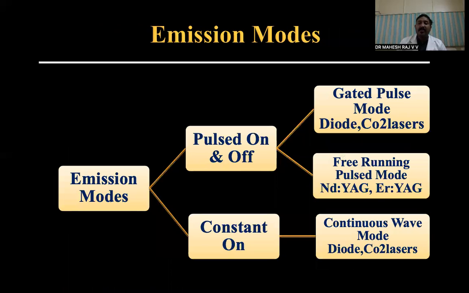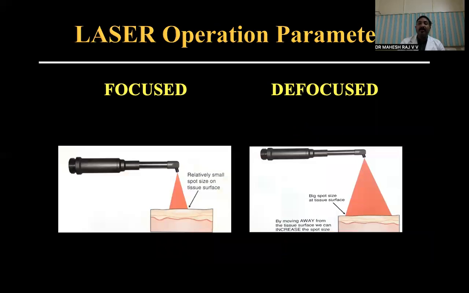Emission modes: two types, pulsed on and off modes and constant mode. In pulsed mode, there is gated pulse mode, where diode and carbon dioxide lasers are used. Next is free running pulse mode, which is neodymium and erbium YAG. In constant on mode, that is continuous wave mode, diode and carbon dioxide lasers can be used. These are the emission modes. Operation parameters are mainly focused and defocused. A relatively small spot size on the tissue surface we call focused, and a big spot size on the tissue surface we call defocused.